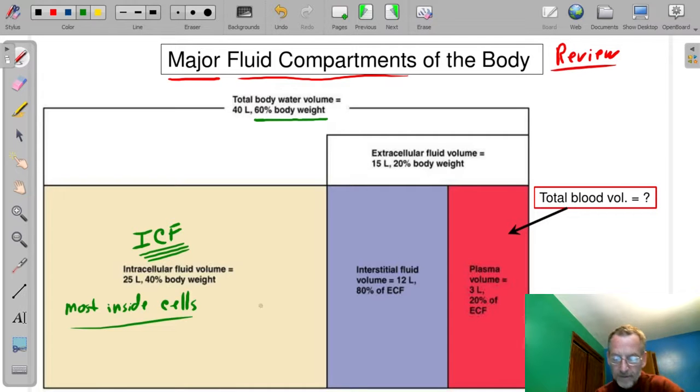That's worth remembering. That portion of the fluid which is outside the cells is the extracellular fluid, the ECF, which includes both the interstitial fluid, that fluid between the cells, and the plasma. There's more fluid in the interstitial space than in the plasma, but again, that's not as important.